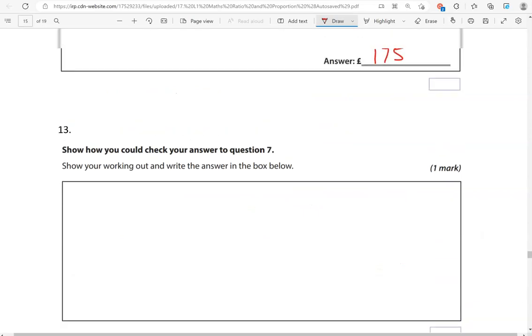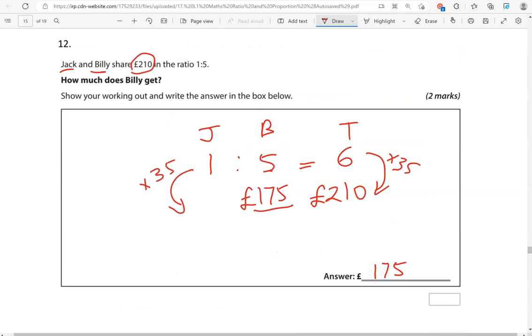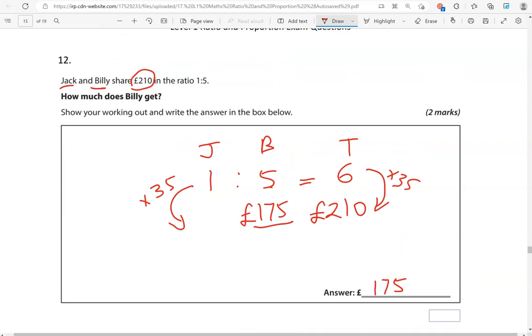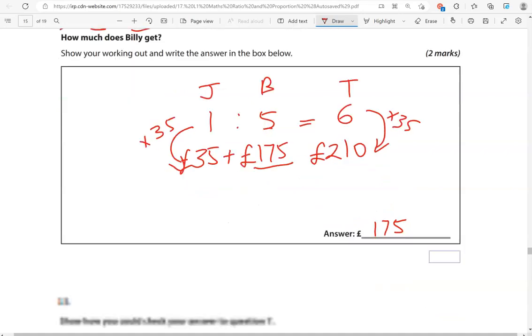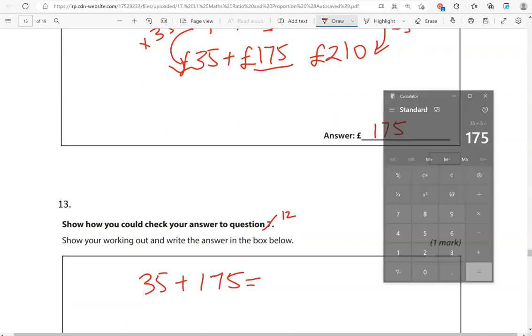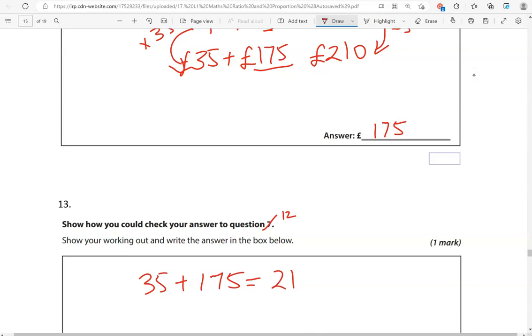Show how you could check your answer to question 12. So if I add Jack's amount as well, which is 1 times 35, that gives us £35. Add 175. Does it give us 210? If it does, that shows we've done it correctly. Yes, it does. So it's a way of checking.